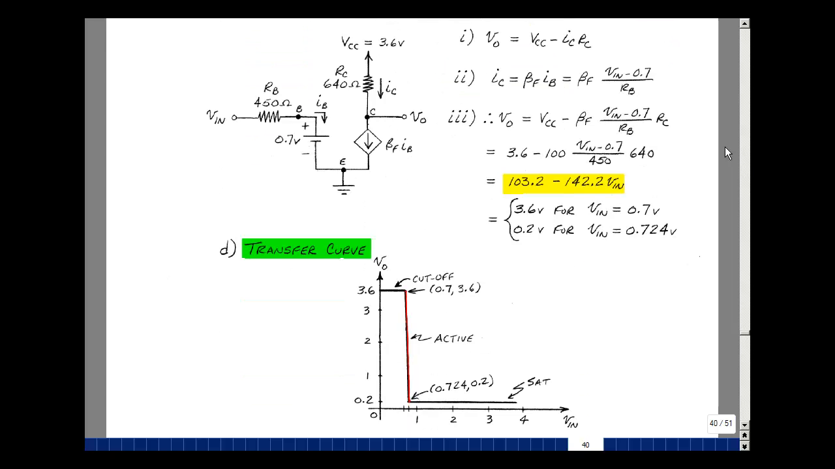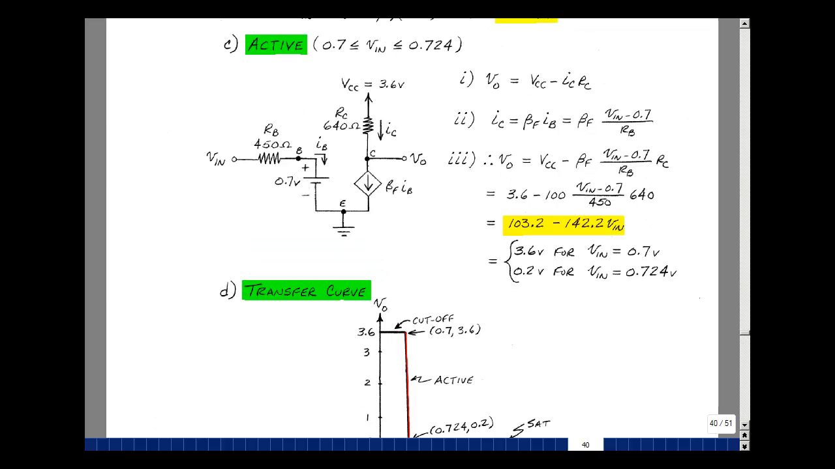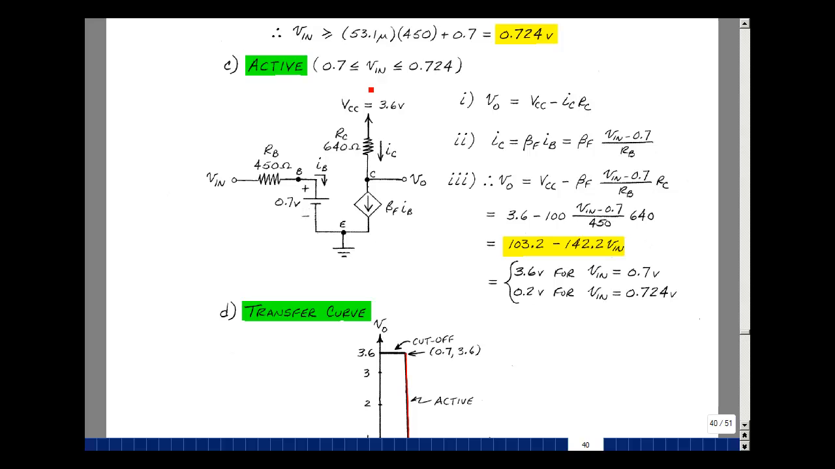When the input is less than or equal to 0.7, the output is 3.6. In other words, the output is high. We just showed that when the input is greater than or equal to 0.724, the output is equal to 0.2 volts. This would be a low case. So here we've got a logical 1, here we've got a logical 0. We know that when Vin was less than or equal to 0.7, we were in cutoff, and when Vin was greater than or equal to 0.724, we were in saturation.